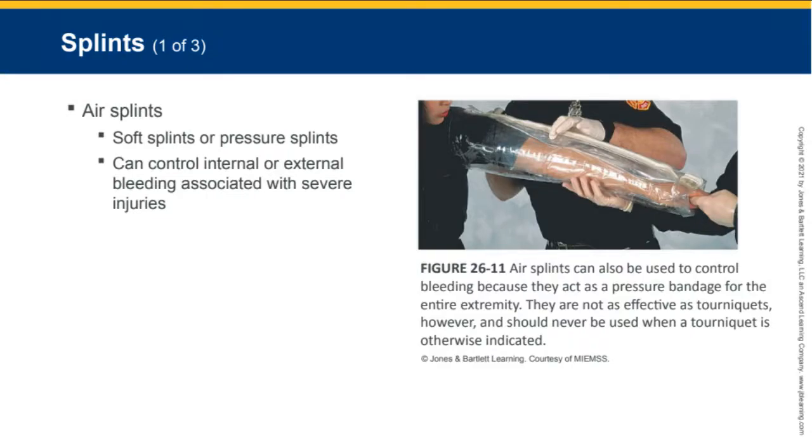Splints. Now, air splints, so soft splints or pressure splints, can control internal or external bleeding associated with severe injury. So an air splint can be used for a fracture, and this is a fracture that is not deformed. Can only be used for a straight limb. It cannot be used for a fracture that's deformed. Can also put on an air splint to create compression on a dressing.